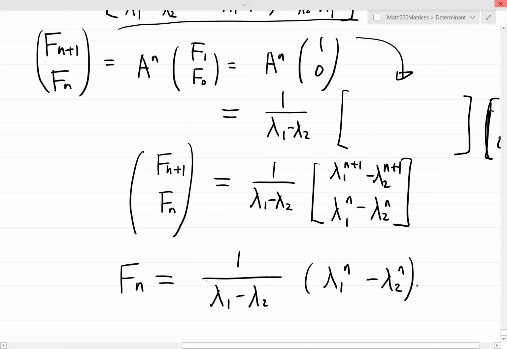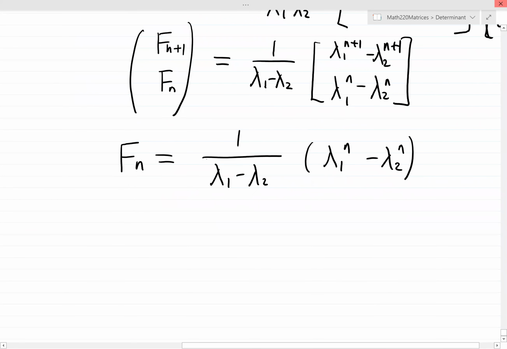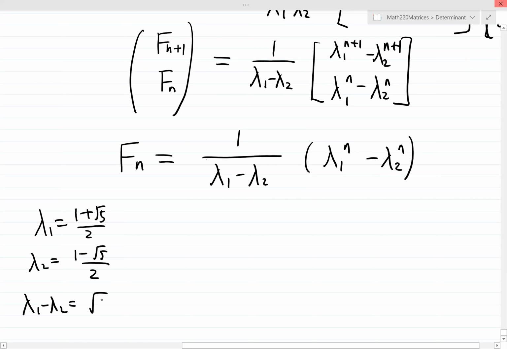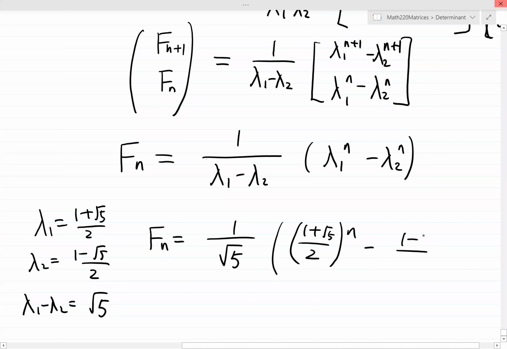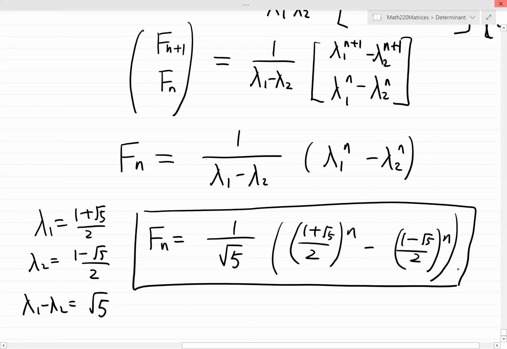Okay, so we have a general formula for the Fibonacci number Fn. If you write this more explicitly, remember lambda 1 is 1 plus root 5 over 2, and lambda 2 is 1 minus root 5 over 2. So lambda 1 minus lambda 2 will be actually root 5, but it's easy to check. So capital Fn will be 1 over root 5 times the golden ratio lambda 1 to the power n, minus 1 minus root 5 over 2 to the power n. Okay, so we get a general formula for the Fibonacci number.